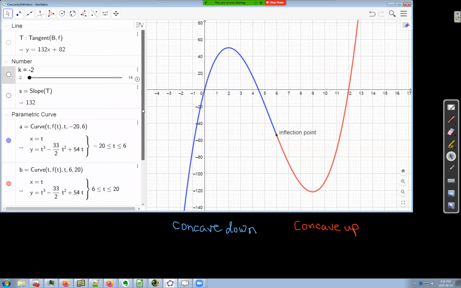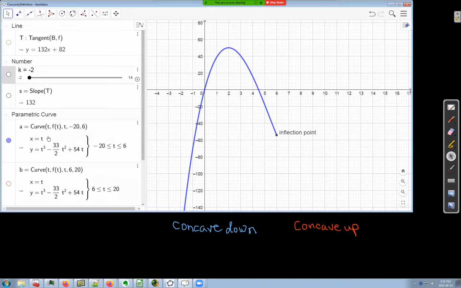So how do I know this part of the function is concave down? And how do I know this part of the function is concave up? The way I think about it is like frowning and smiling. If I just look at the blue part of the graph, that looks like part of a frowny face. If I imagine the eyes here and the nose there, this is a face that's frowning. So concave down, the way I think about it, looks like the graph of the function is frowning.